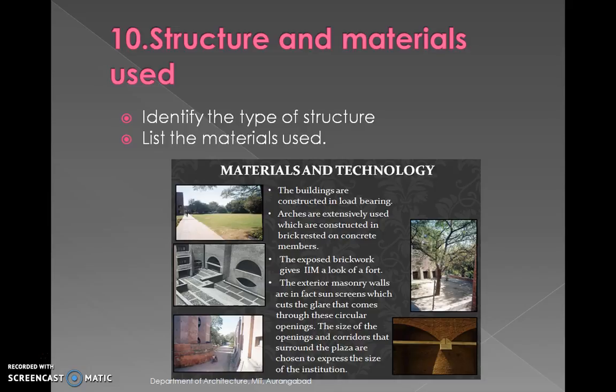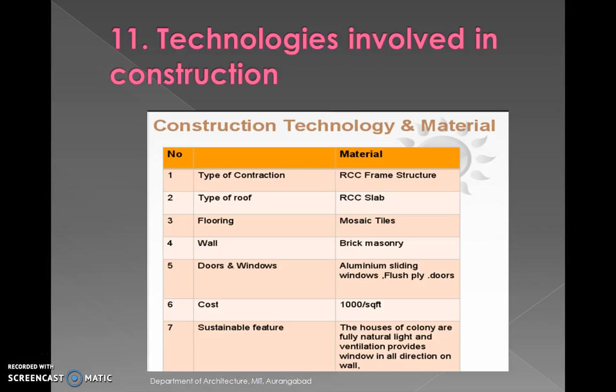Identify the structure and the material used for making the buildings on the site. Also, the technologies involved in the construction. What type of construction has been done, whether it is an RCC structure or a load-bearing structure, the type of roof, flooring, wall, doors and windows. All the parameters need to be clearly defined.